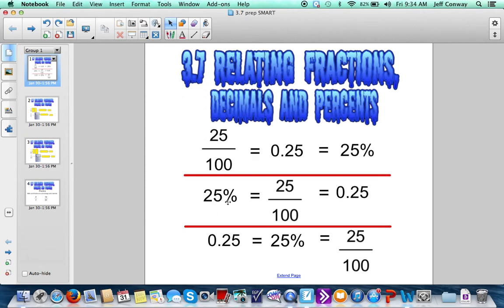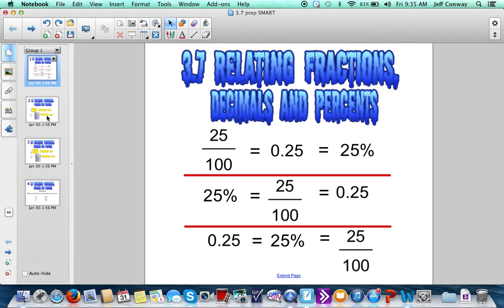25% is the same thing as 25 out of 100, which is 25 hundredths. And if I started with 25 hundredths, multiplying by 100 would give me 25%, and 25% and 25 hundredths is the same as 25 over 100. So they're interchangeable between the three. You should be able to take any fraction and make a decimal and a percent. You should be able to take any decimal and make a fraction and a percent, and you should be able to take any percent and make a decimal or a fraction out of it.